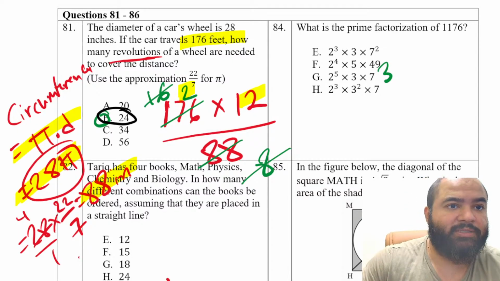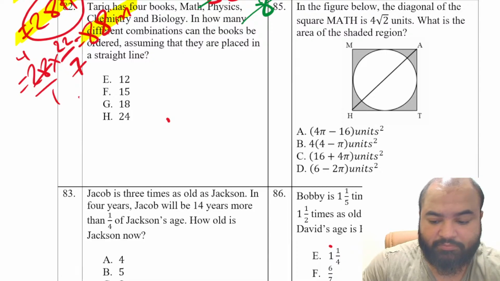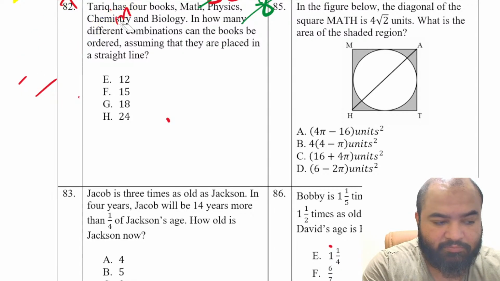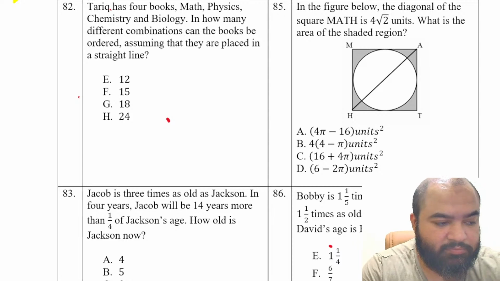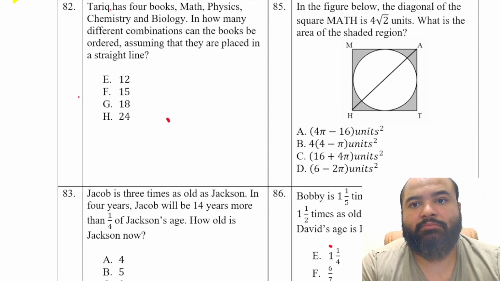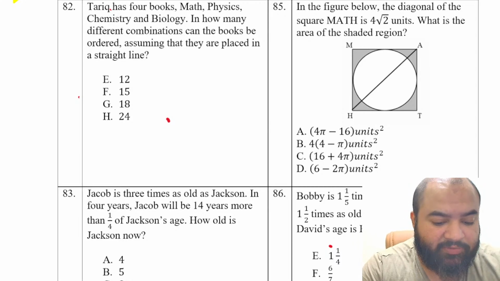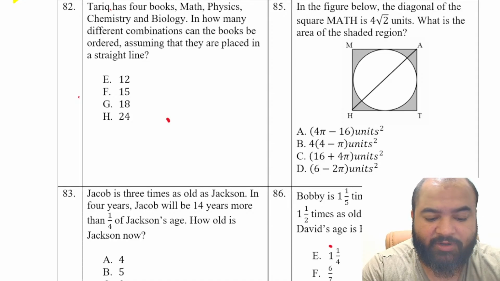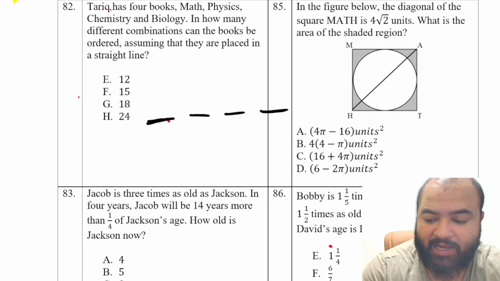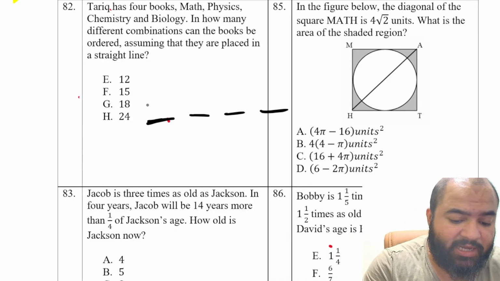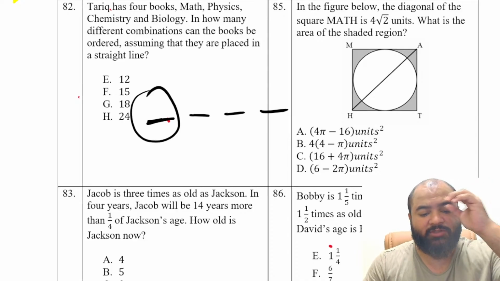Alright, let's move to the next one. 82. So Tariq has 4 books: math, physics, chemistry, and biology. And how many different combinations can the books be ordered, assuming that they're placed straight on the line? So this one is an easy one. So the 4 books, we draw 4 lines. So how many options do I have for the first book?